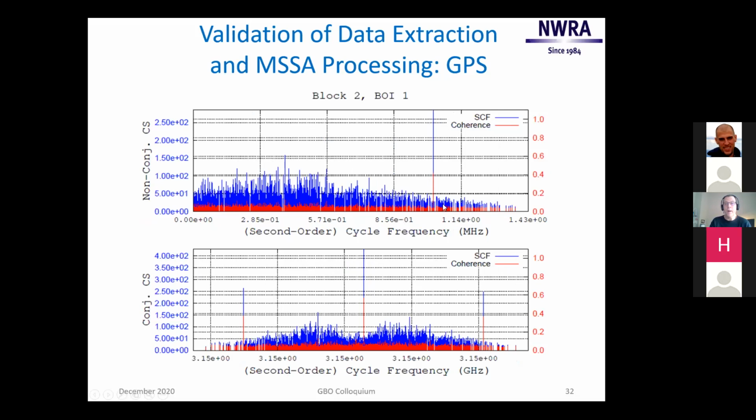It's hard to tell with our eyes exactly what that is. And then a whole bunch of cycle frequencies down below that. And then in the conjugate, we see a big prominent peak right about mid-band, twice mid-band, and then offset from that peak by about 1 megahertz. And then a whole bunch of stuff in between.